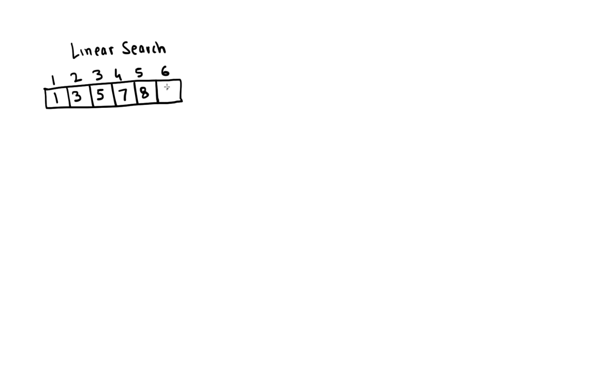Linear search. Alright, let's also have a list in place. And this list has 6 numbers, and those numbers are 1, 3, 5, 7, 8, 9. All right, and we want to find 9 inside this list. We can also call 9 the key.